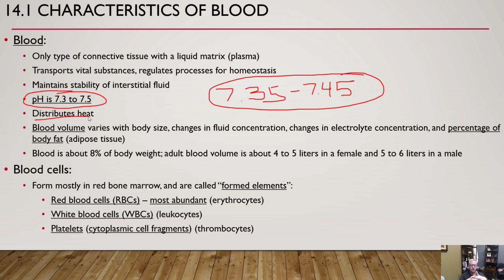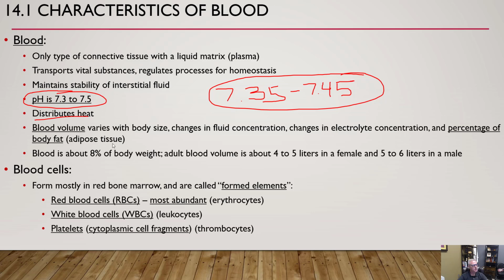So for blood cells, we have red blood cells. They are called erythrocytes. White blood cells are called leukocytes, and platelets are called thrombocytes. And all platelets are just broken up cell fragments, usually cytoplasm. If we take red blood cells, white blood cells, and platelets, we are saying that those are formed elements. Those are actually produced in the red bone marrow by the skeletal system in bones.